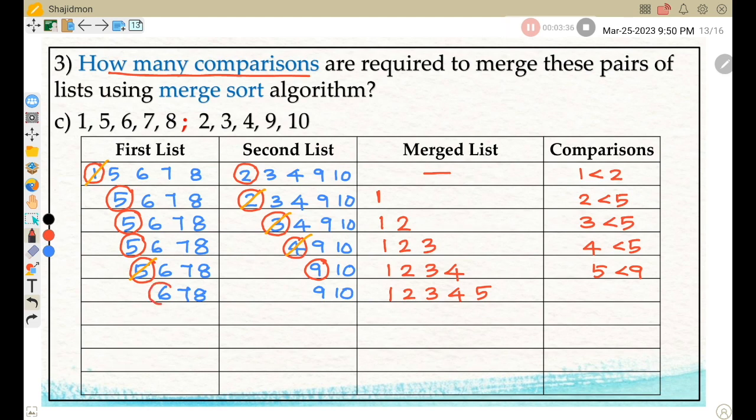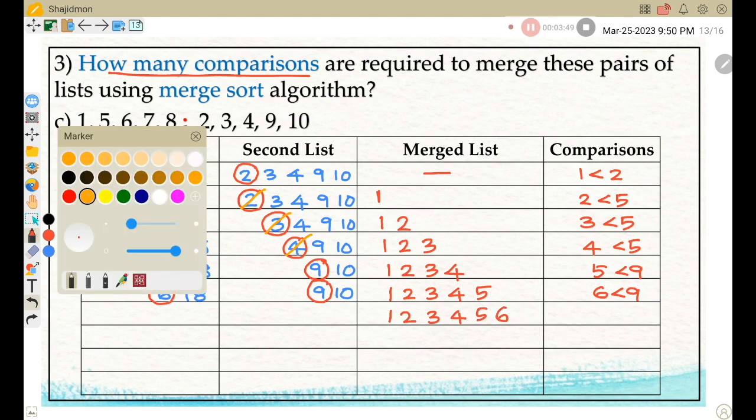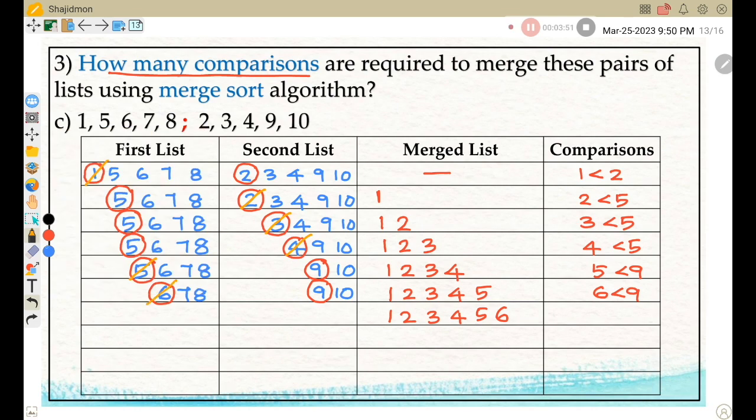Now again the first number here 6, here 9. So 6 less than 9, the comparison. So 1, 2, 3, 4, 5, 6 will also come to the merged list now. So we can say this 6 is also done. Now the remaining here 7 and 8, here 9 and 10, correct?